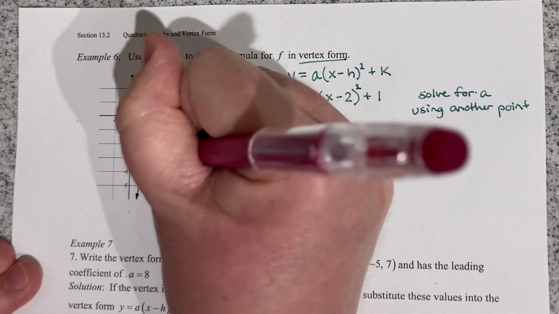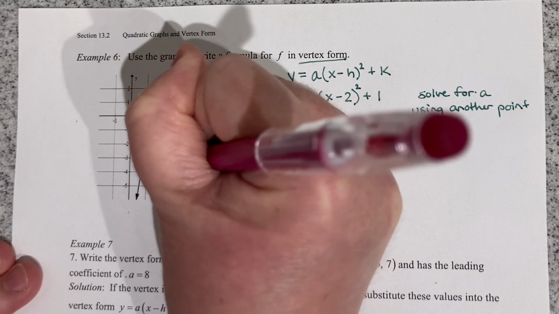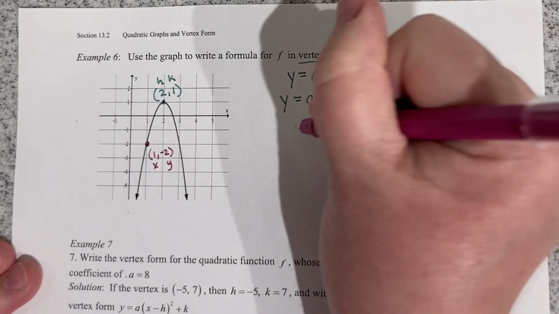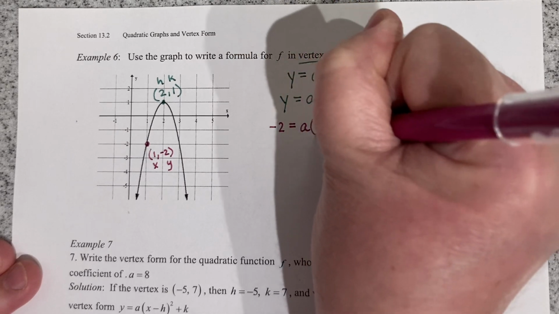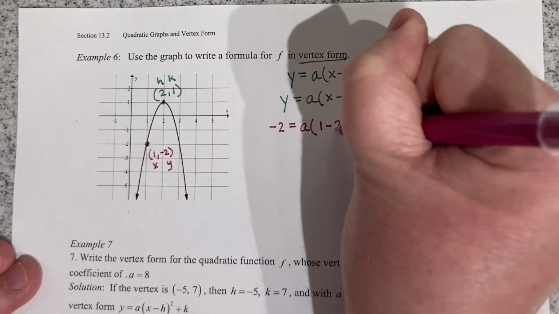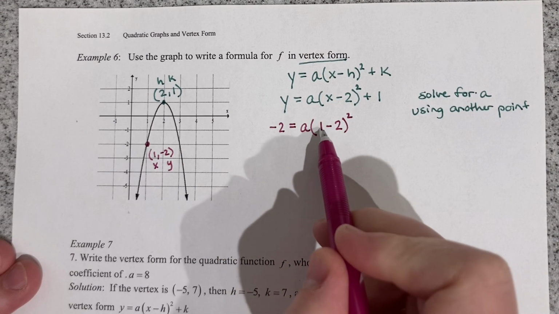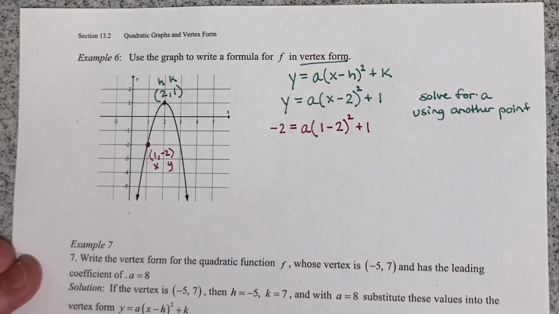So I found a point. It is (1, -2). So that's what I'm going to put in for x and for y in this equation. But it could have been any point as long as it goes through the grid lines nicely so that we know where it is. All right, so -2 = a(1 - 2)² + 1.